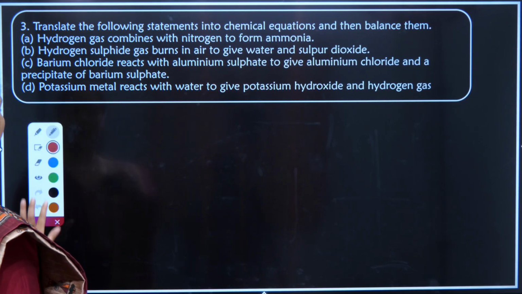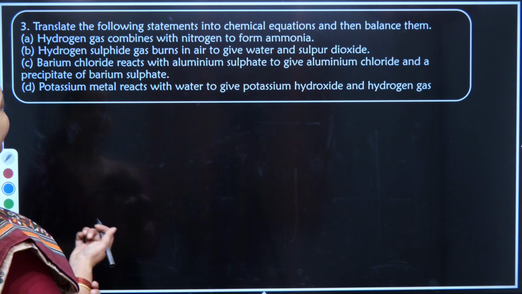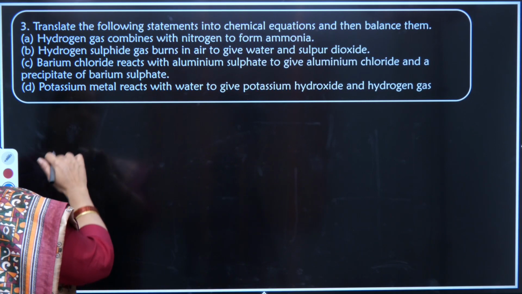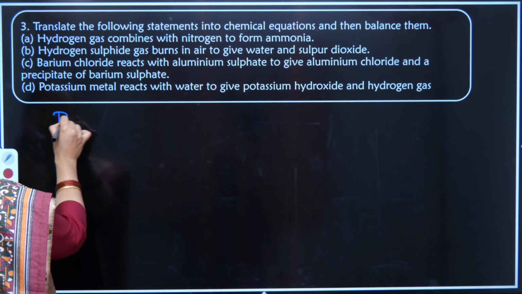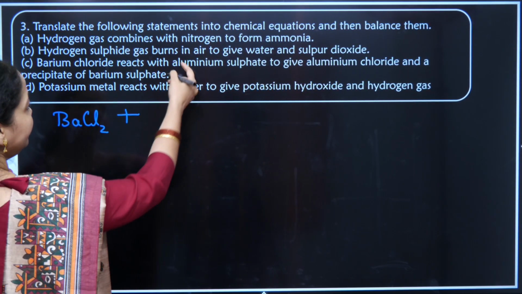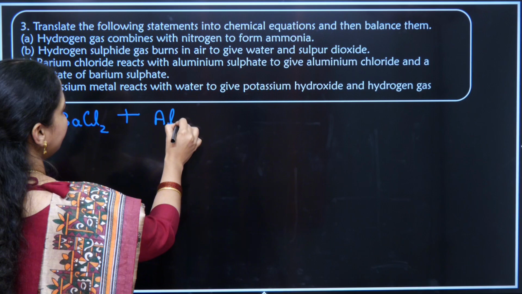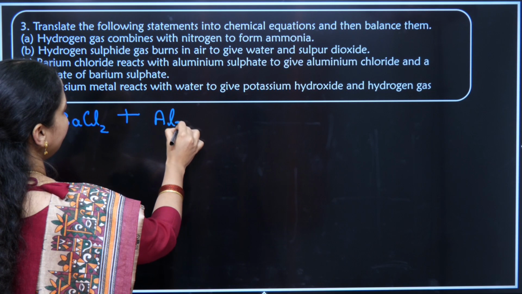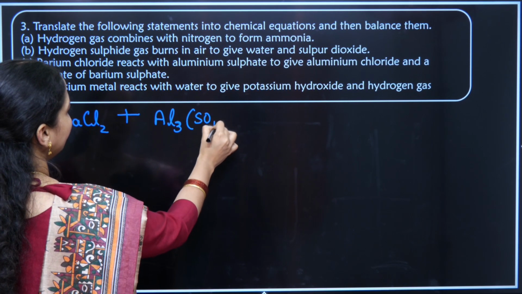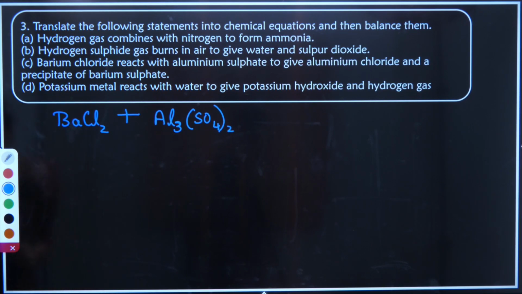Third question here is allowing me to judge very nicely. They are telling barium chloride. Barium chloride formula is BaCl2. This is reacting with aluminium sulfate. Aluminium sulfate is Al3SO4 whole twice.